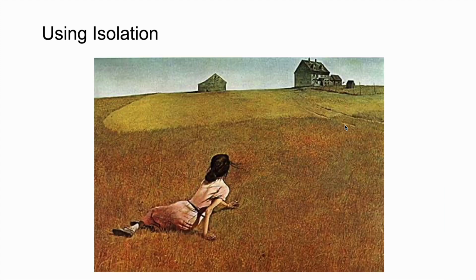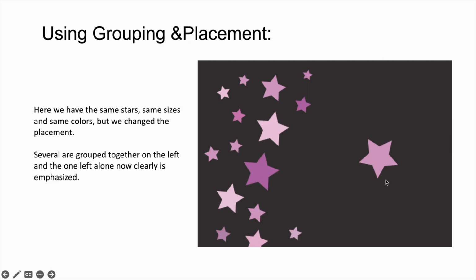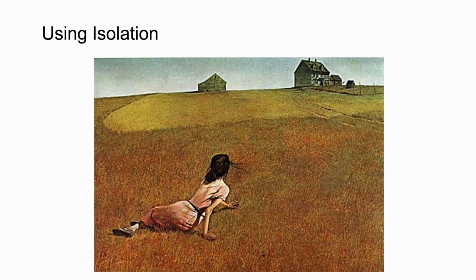And next up we have isolation. Sometimes isolation, again, it kind of feels like grouping and placement. You can kind of say that maybe this one star here is isolated. You could also maybe say that this is a bit of a simple artwork. I would argue it's not super simple because this has a lot of detail and that has a lot of detail. But she is isolated in this field, and that kind of makes all the attention keep going back to her over and over again.